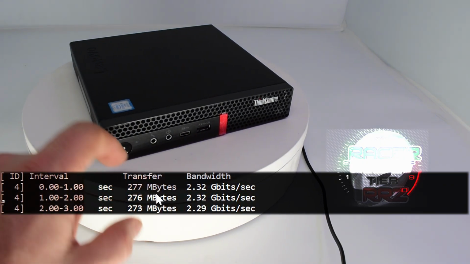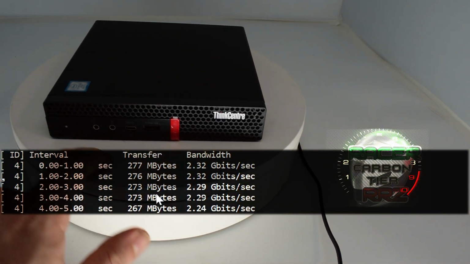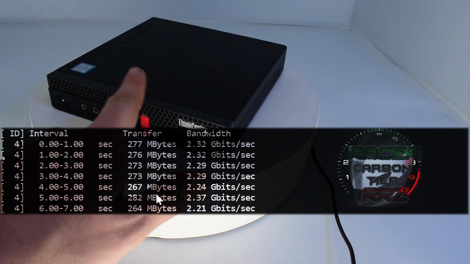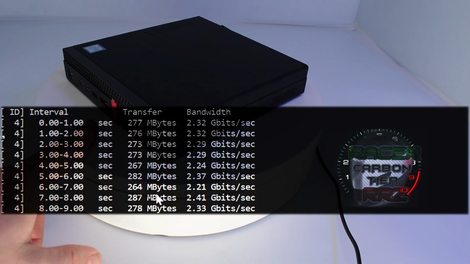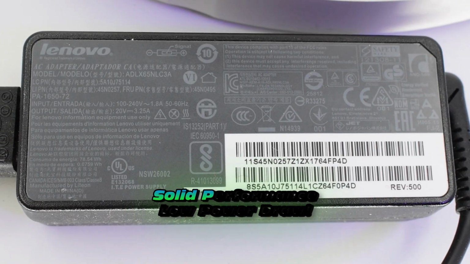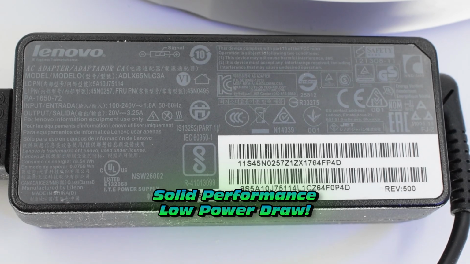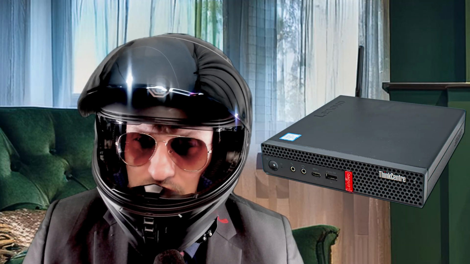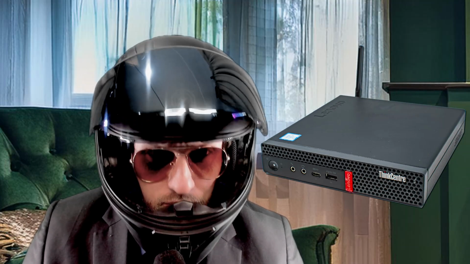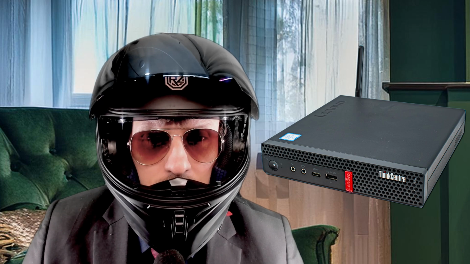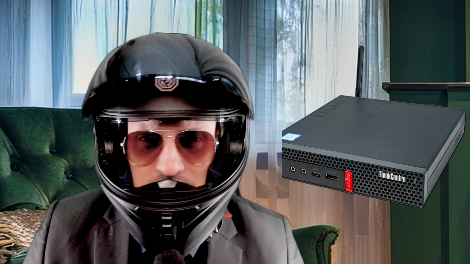And what about the speeds? Well, I haven't done any optimization, but we're clocking around 2.3 gigabits per second. Now, not quite the 10 that we were promised, but that's pretty good, all while running a very low power draw. Now, this machine is impressive, and I know you're hoping for a whole bunch more information, but for the time being, we're going to call it there on this little mini PC.